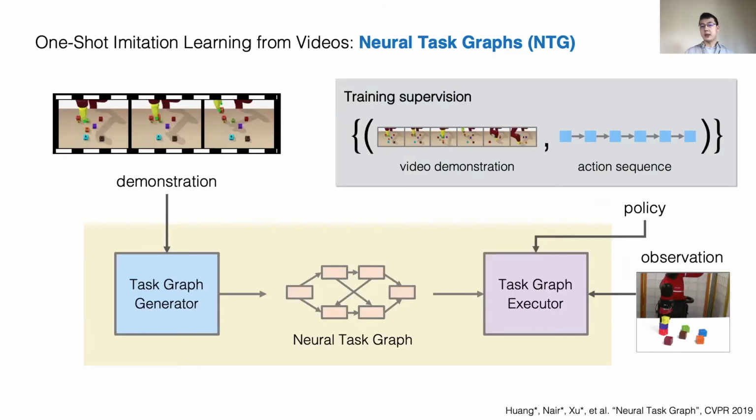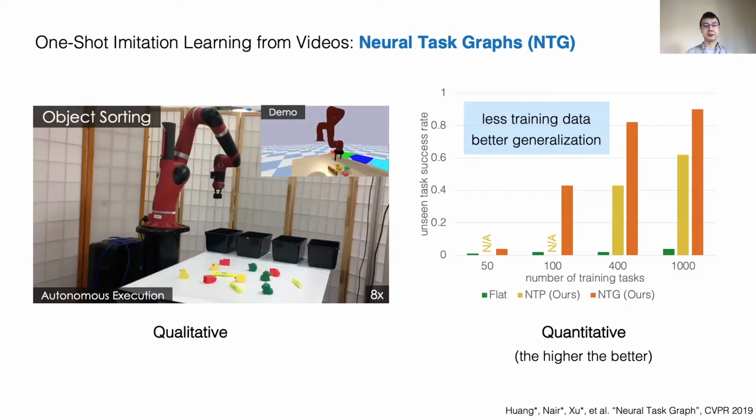When we train the NTG model, we need to provide the action sequences that correspond to each of the video demonstrations. Compared to prior work, we don't need the hierarchical supervision of programming traces as used in one of our prior works called Neural Task Programming. So this reduces the level of supervision needed to train the model.